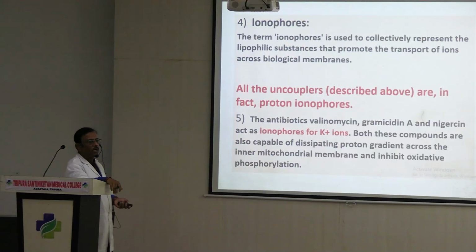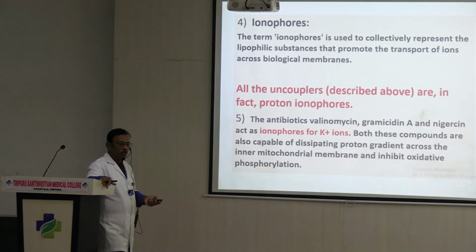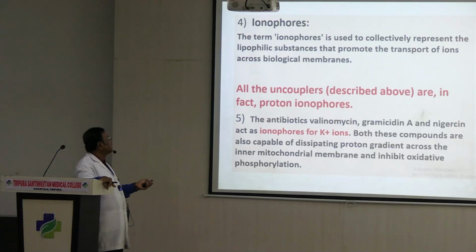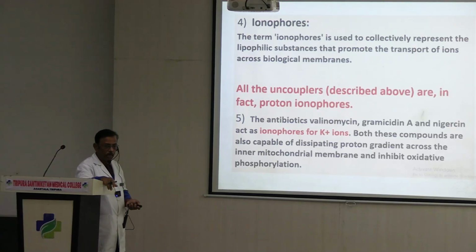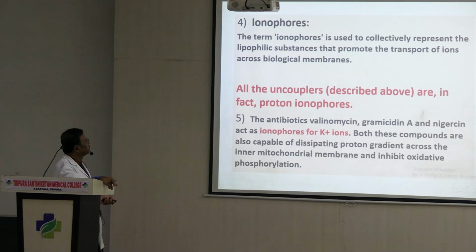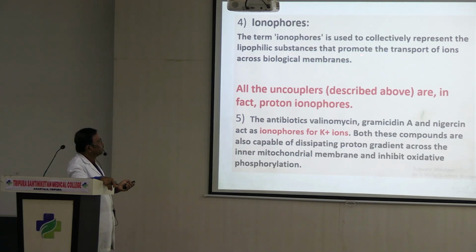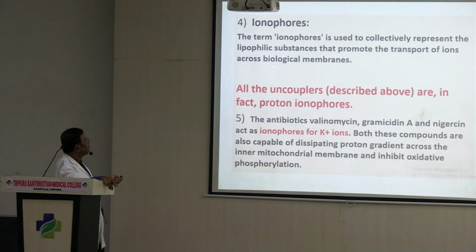Ionophores. These are molecules that allow passage of cations through the intermembrane space. The term ionophore is used to collectively represent the lipophilic substances that promote the transport of ions across the biological membrane.